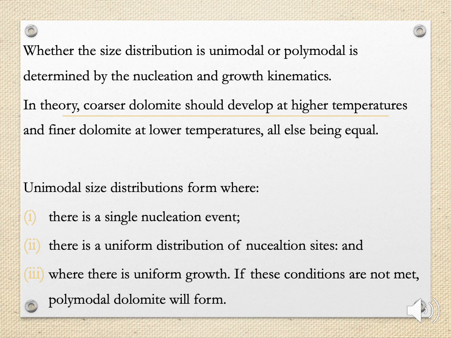Whether the size distribution is unimodal or polymodal is determined by the nucleation and the growth kinetics. In theory, coarser dolomites should develop at higher temperatures and finer dolomites at lower temperatures, with everything else being equal. Unimodal size distributions will form where there is a single nucleation event, or where there is a uniform distribution of nucleation sites, or where there is uniform growth. If these conditions are not met, then polymodal dolomite will form.